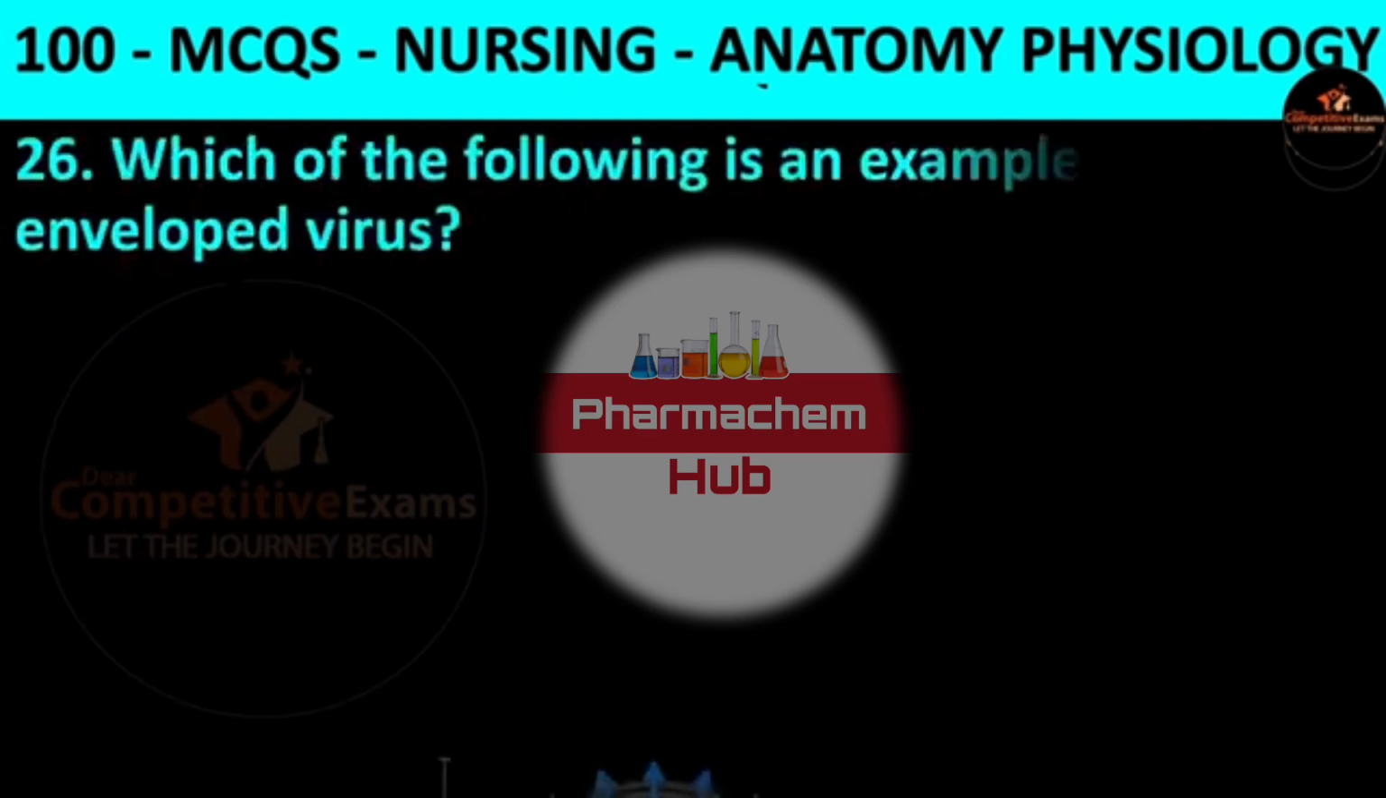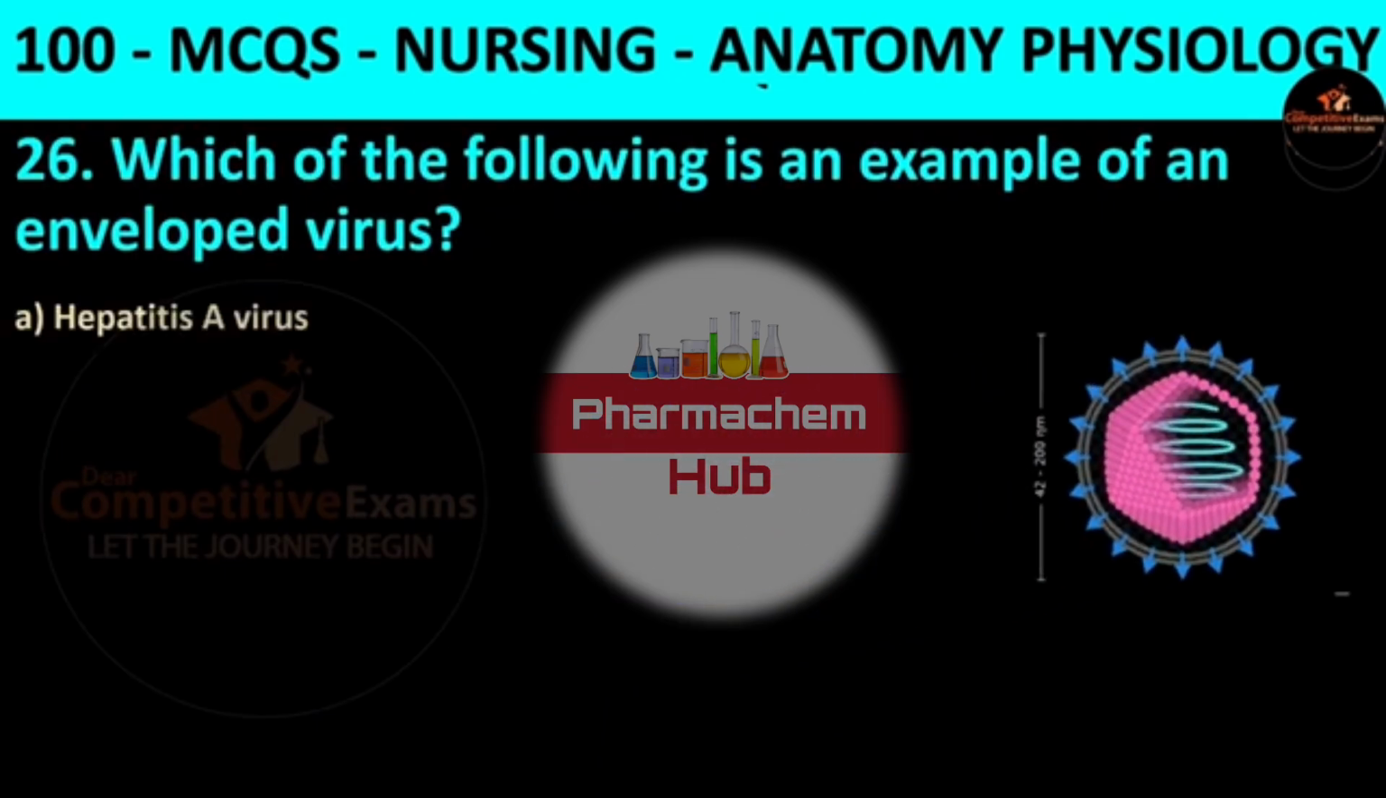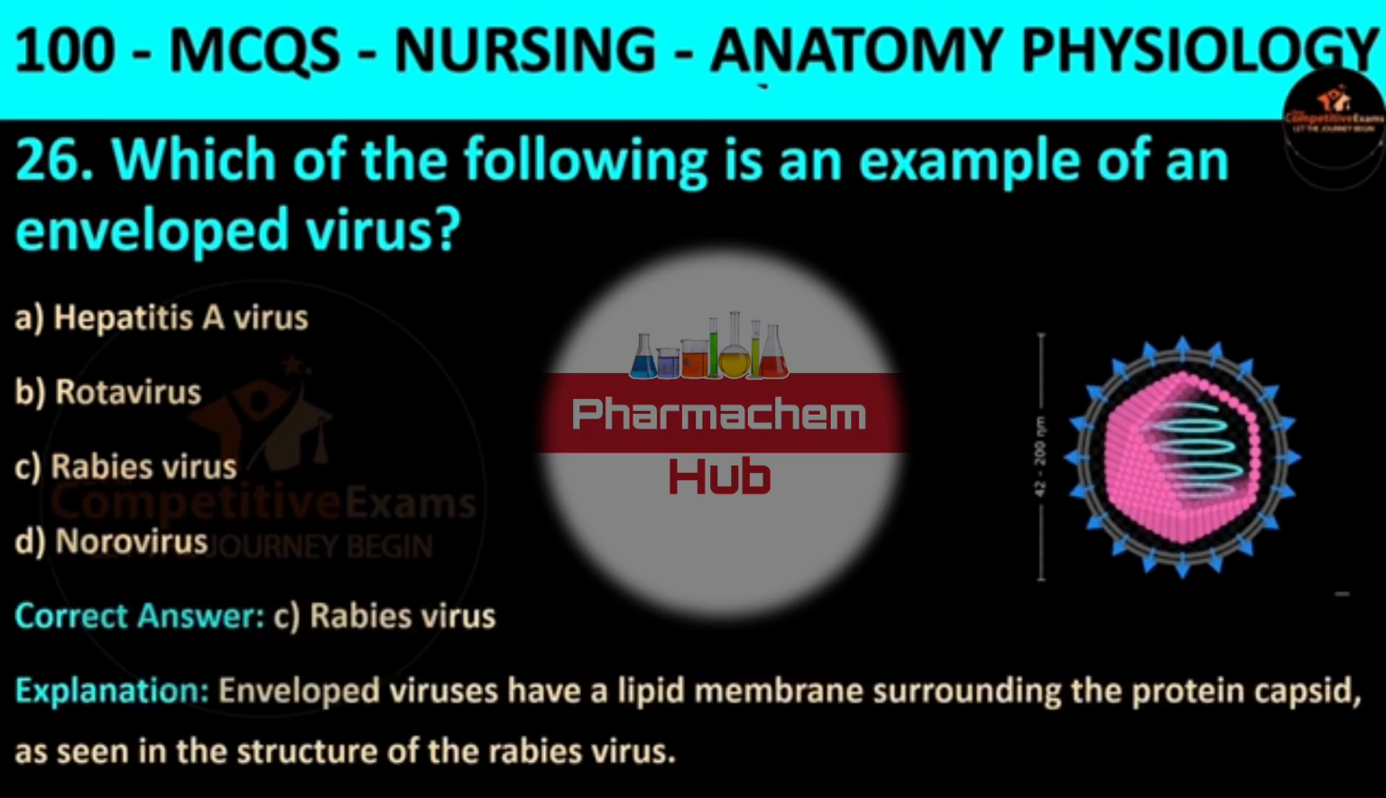Question number 26. Which of the following is an example of an enveloped virus? The options are hepatitis A virus, rotavirus, rabies virus, or norovirus. The correct answer is C, that is rabies virus. The enveloped viruses have a lipid membrane surrounding the protein capsid, as seen in the structure of the rabies virus.